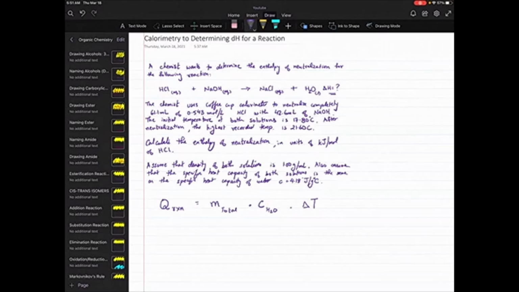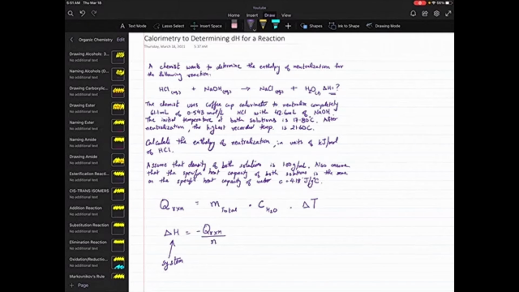I'll write down the equation here. The second equation is delta H equals negative Q of the reaction over n. The reason for the negative sign is that delta H is the energy of the system. So this is the system here. The system is the chemicals in the solution, and what is happening to these chemicals? They are releasing energy, so the energy of the system is decreasing.